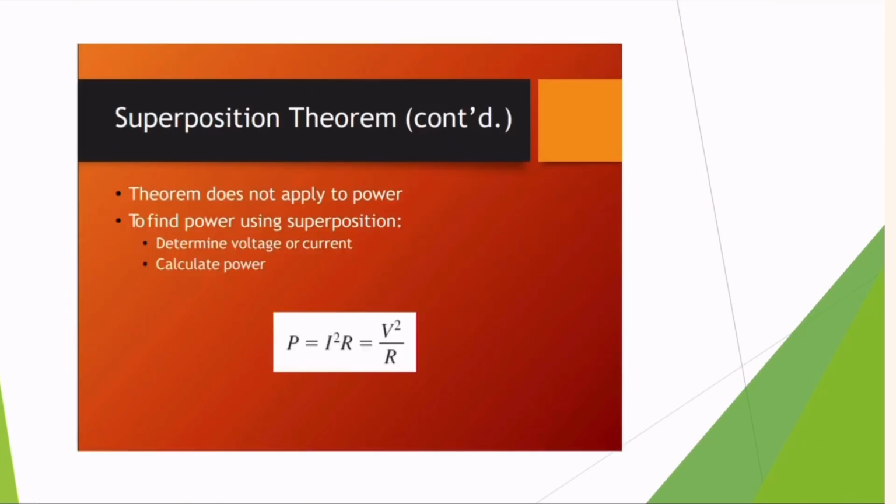The superposition theorem doesn't apply to power. When we calculate the power, we have to find the current first, then determine the power. So we find the current first, then we have the resistance. We use P equals I squared R, or V squared divided by R, in order to find the power. So that is everything about the superposition theorem. I hope you guys know how to do the calculation now.